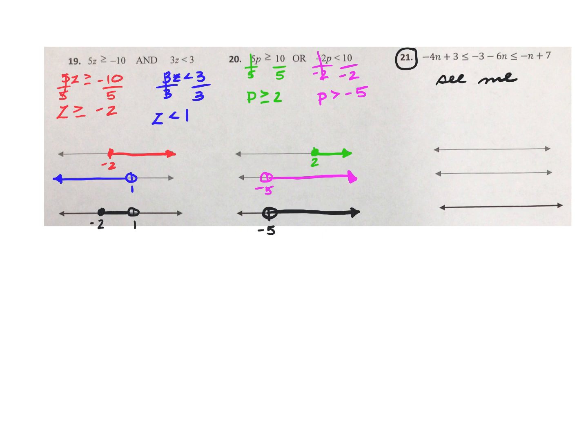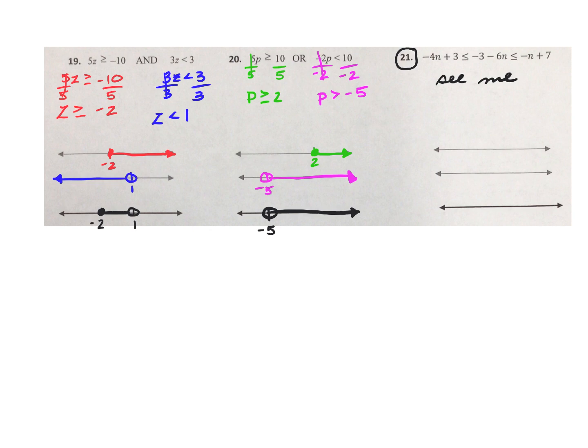When they give you an "and" statement like 19, just take each of the inequalities and work them out separately. So I took the 5z ≥ -10, and I just divided by 5 on both sides. And I get z ≥ -2. So you can see I've graphed that on my number line. And then for the second inequality, it's 3z < 3. So to isolate z, I divided by 3 on both sides, and I get z < 1. And so you can see that I've graphed that in blue.